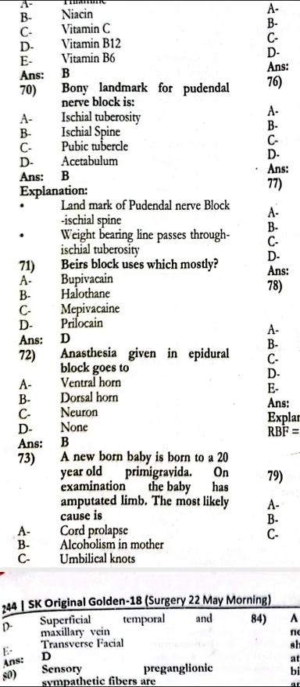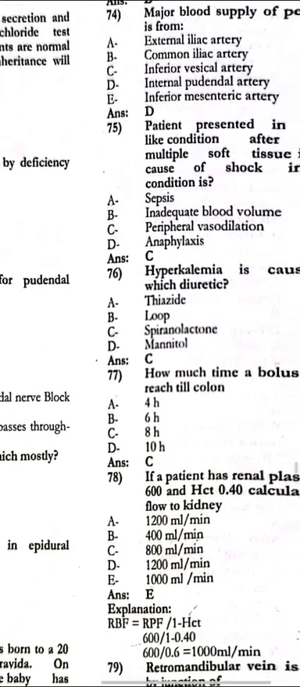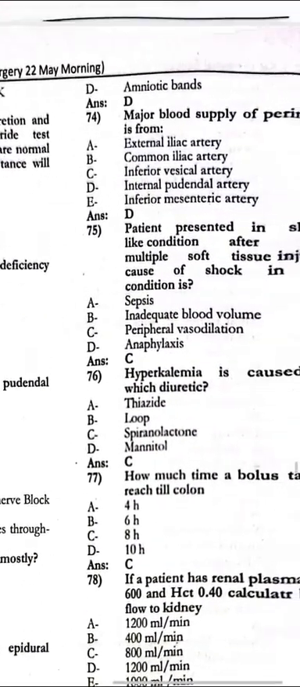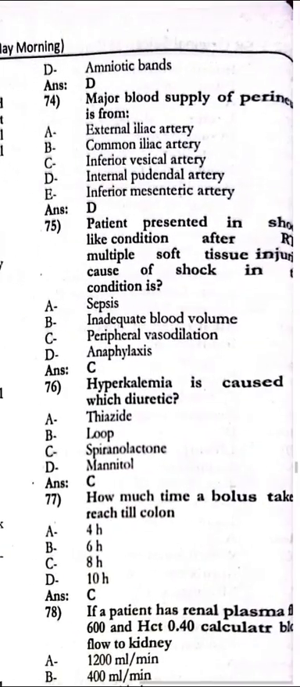Anesthesia given in an epidural block goes to the dorsal horn. A newborn baby is born to a 20 years old primigravida. On examination, the baby has an amputated limb. The most likely cause would be amniotic bands. The major blood supply of the perineum is from the internal pudendal artery.